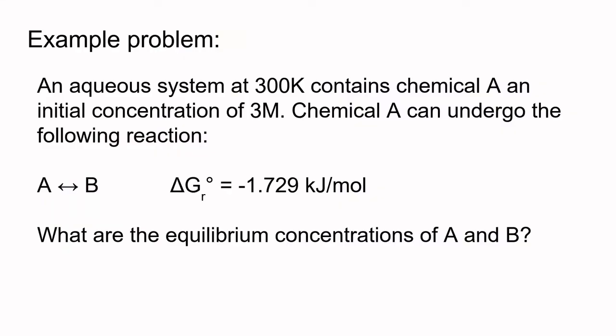Let's work a simple example problem to see how these principles can be applied. An aqueous system at 300 Kelvin contains chemical A at an initial concentration of 3 molar. Chemical A can undergo the following reaction. A yields B reversibly with a standard Gibbs free energy of negative 1.729 kilojoules per mole. What are the equilibrium concentrations of A and B? So as this reaction progresses, what is the final state of this system? Okay, let's get to it.